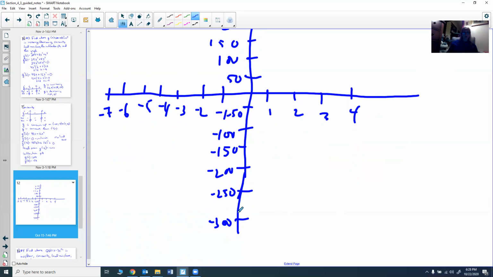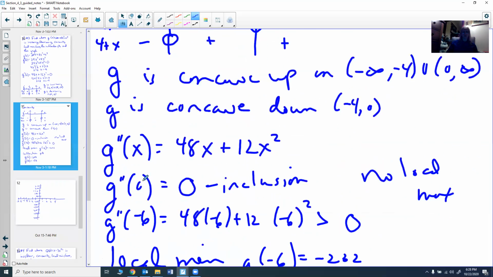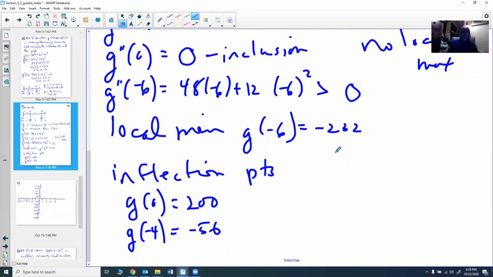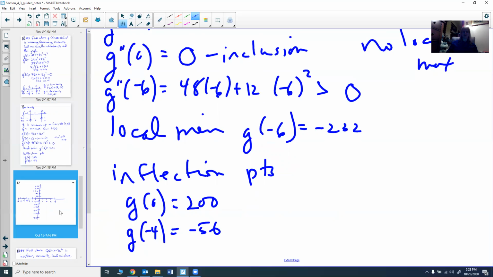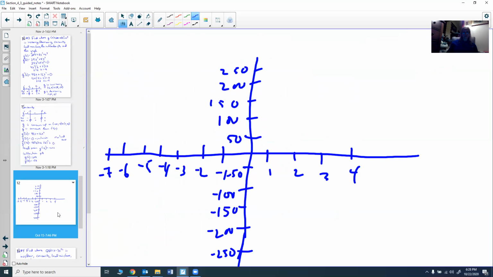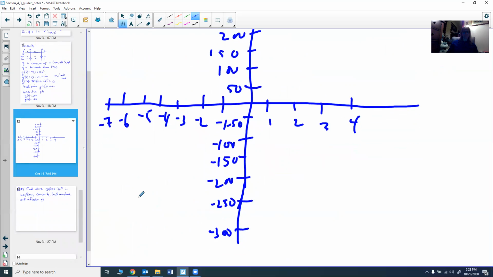All right, so now we can go ahead and plot those points we know. We happen to know some points. We happen to know that our local min is at negative 6, negative 232. We happen to know that our inflection points are 0, 200, and negative 4, negative 56. So we can plot all those points. So negative 6, negative 232 would be right about here.